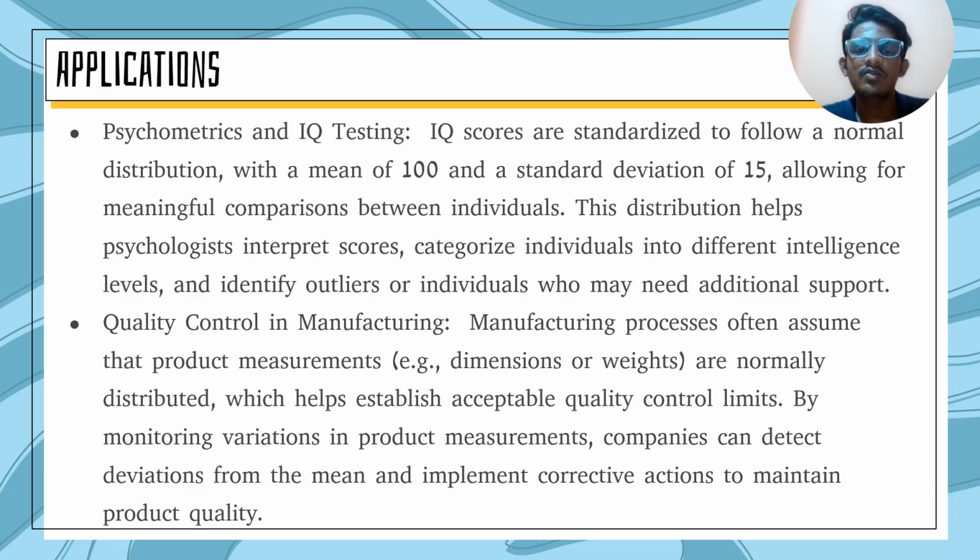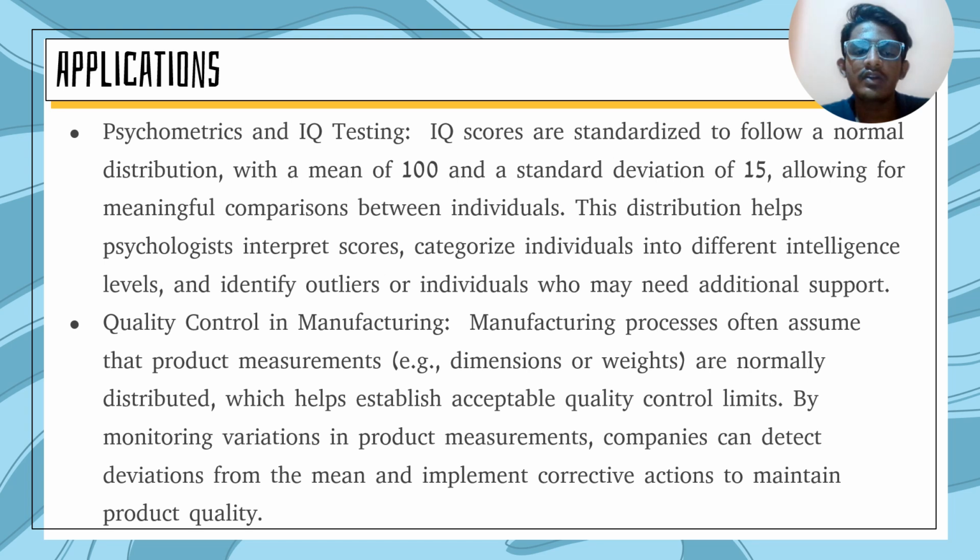Psychometrics and IQ testing. IQ scores are standardized to follow a normal distribution with a mean of 100 and a standard deviation of 15, allowing for meaningful comparison between individuals. This distribution helps psychologists interpret scores, categorize individuals into different intelligence levels, and identify outliers or individuals who may need additional support.